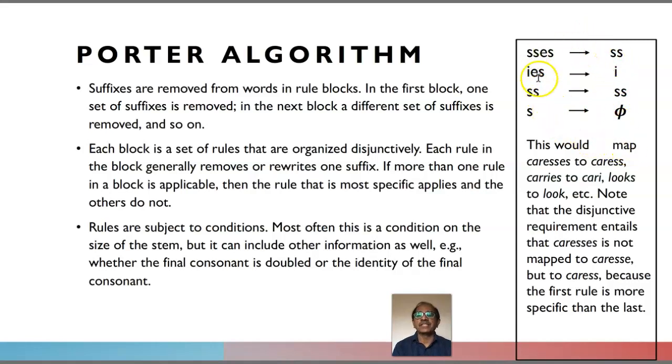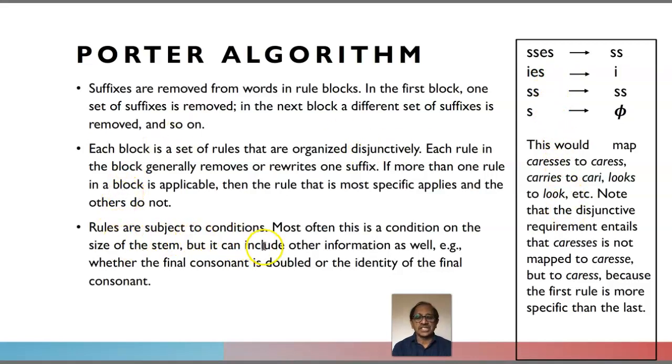Now this block of rules will map the word caresses to caress, carries to carry, looks to look, because there is only S, so it is removed. Note that the disjunctive requirement entails that caresses is not mapped to caress by the other rules. That is, the fourth rule does not apply, the third rule does not apply, the second rule does not apply. Only the first rule applies. Right? That's why we are saying these rules are disjunctive in nature.